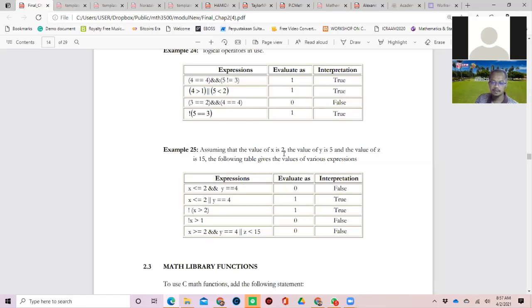Not x. Now x is 2. Not 2 is 0. 0 greater than 1? Sorry, 0 greater than 1, false. 0.